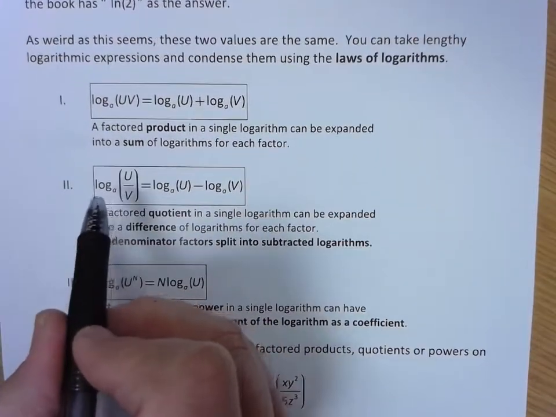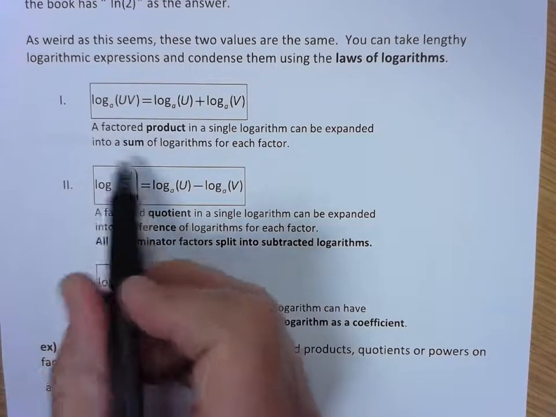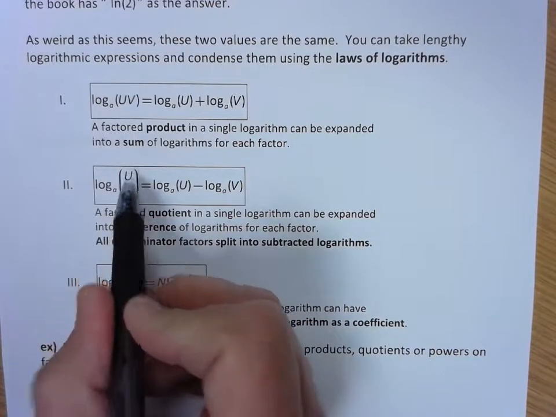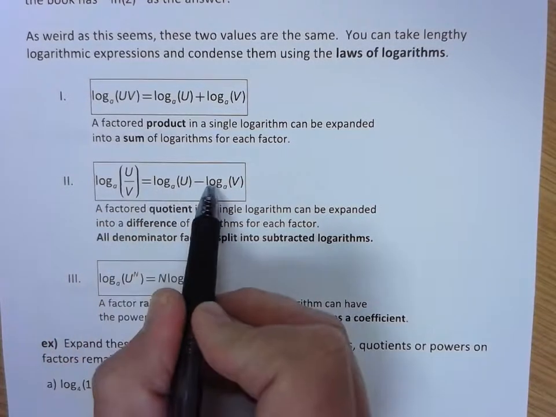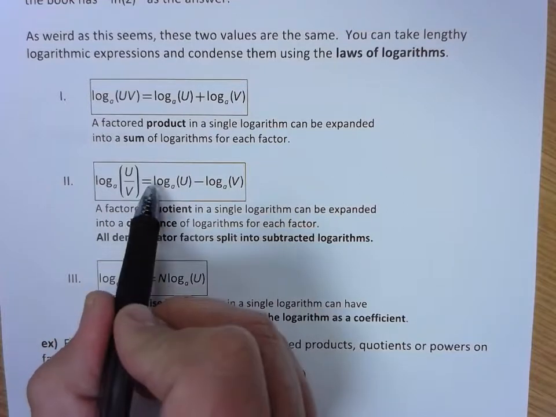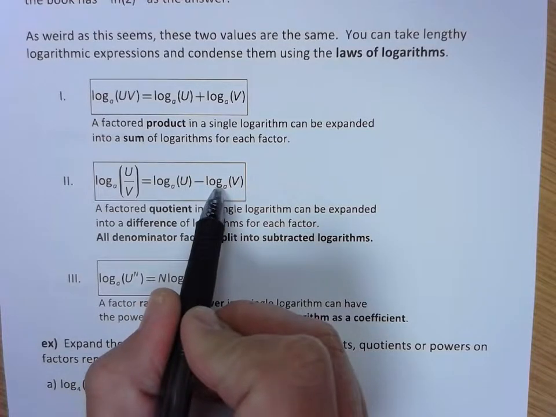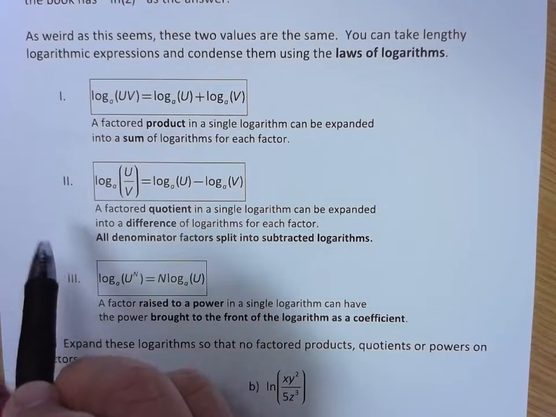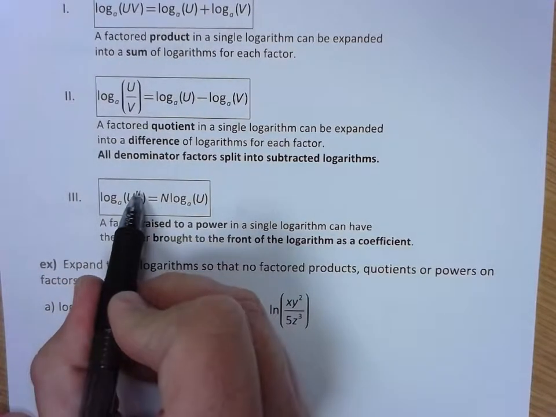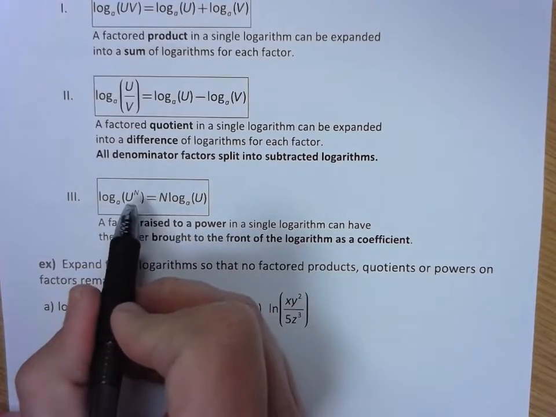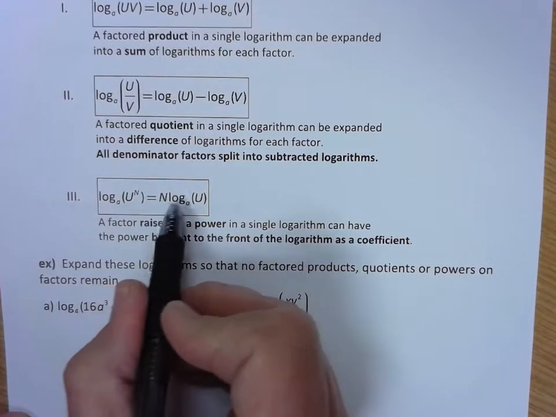Similarly, if you have a log of a quotient, a numerator and denominator that are factored. In this example, this law states just one factor in the numerator, just one factor in the denominator. But the way it works is you can write this as a difference of 2 logarithms. Notice the factor from your numerator is a positive logarithm, log base a of u, and then you subtract the logarithm from the factors in the denominator whenever you split it up. And then a third law says that if you have a logarithm of a factor raised to a power, this third law says you can take this power outside to the front of the logarithm and make it a coefficient.